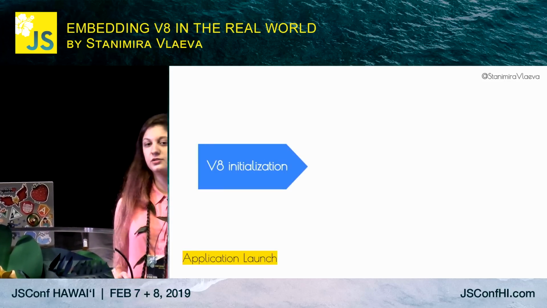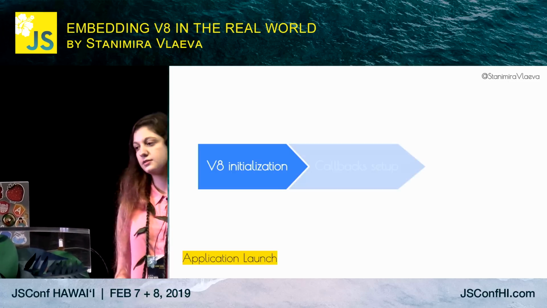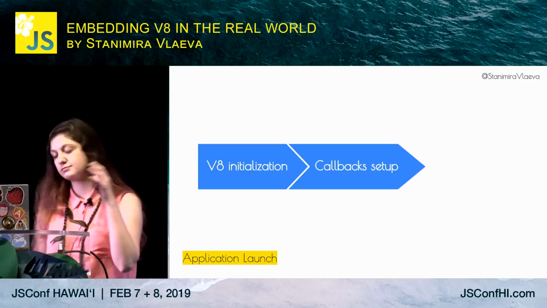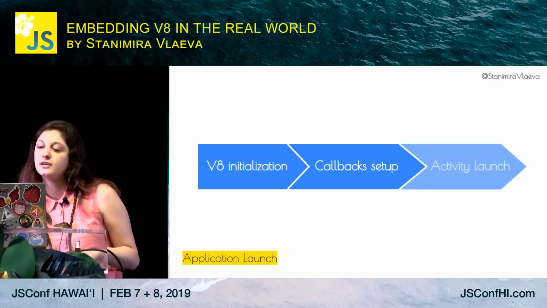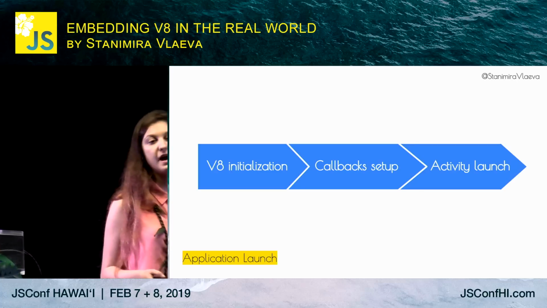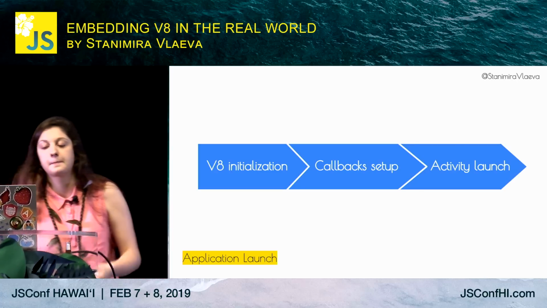We run the application, the library starts, we initialize V8, then we set up some callbacks that we're going to take a look at right the next slide. And then we launch the regular Android activity. And we have a normal Android app running.